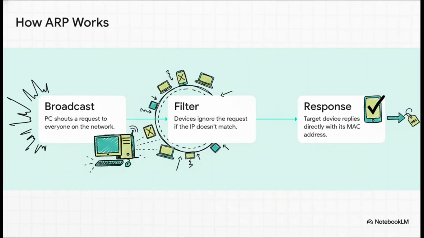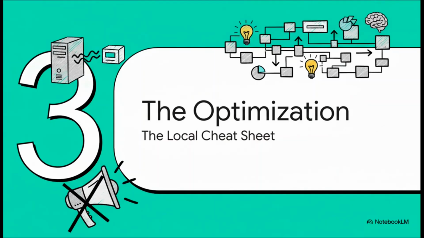And this whole process plays out like a really elegant three-step dance. First, you've got the broadcast. That's the big shout out to everyone. Second, the filter. Every other device on the network hears the shout, looks at the IP address, and just goes, "Nope, not me," and ignores it. And finally, the response. The one device that actually has that IP address replies directly saying, "Hey, that's me. Here's my MAC address." Problem solved, right? Your computer now has the MAC address it needs, it can finish the packet and send the file.